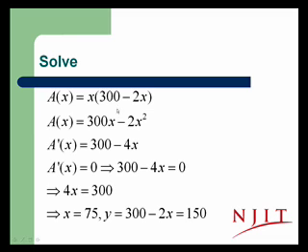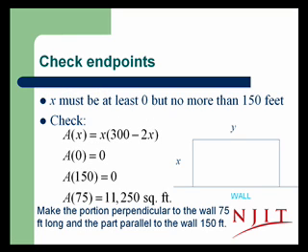Now let's solve. Well, we write A of X is X times 300 minus 2X. We'll simplify: 300X minus 2X squared. We'll take the derivative, A prime of X, to find 300 minus 4X. And we know that we can find a maximum or a minimum where the derivative is 0. So we set the derivative to 0, which implies that 300 minus 4X is 0. 4X equals 300. X is equal to 75. And Y from before was 300 minus 2X. That's 300 minus 150, which is 150 feet. So X is 75 feet. Y is 150 feet.